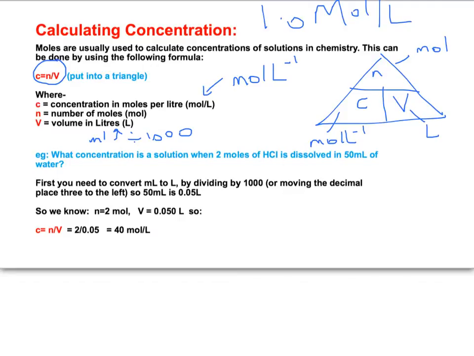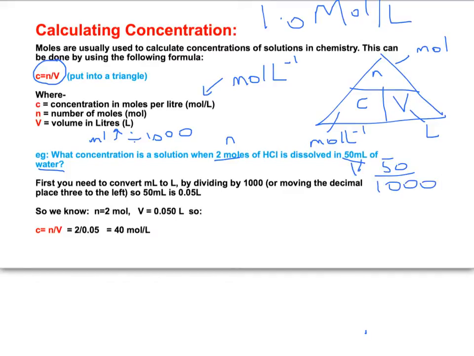So here's a typical question. What concentration is the solution when 2 moles of hydrochloric acid is dissolved in 50 mils of water? So the key things in this that we have been provided with is they've told us moles, so we know from this our N, and they've told us 50 mils, which is our V. So first you need to convert those mils to litres, so we want 50 mils divided by 1,000.